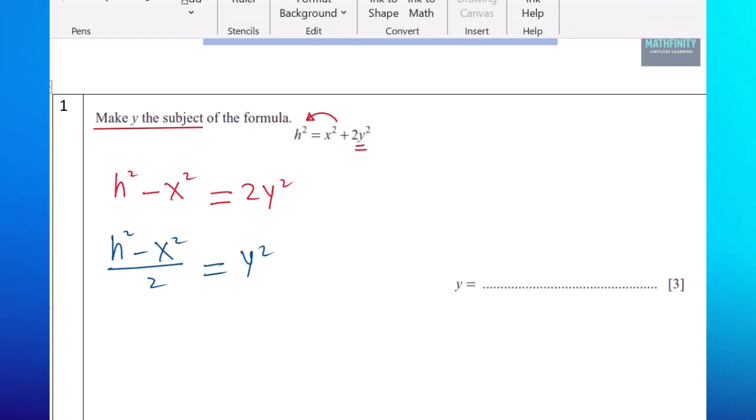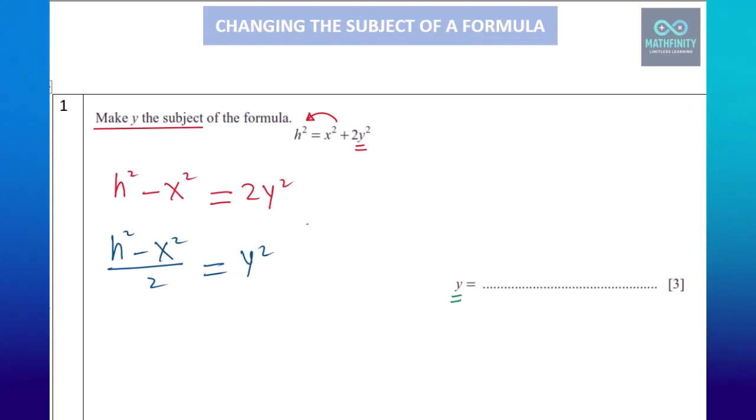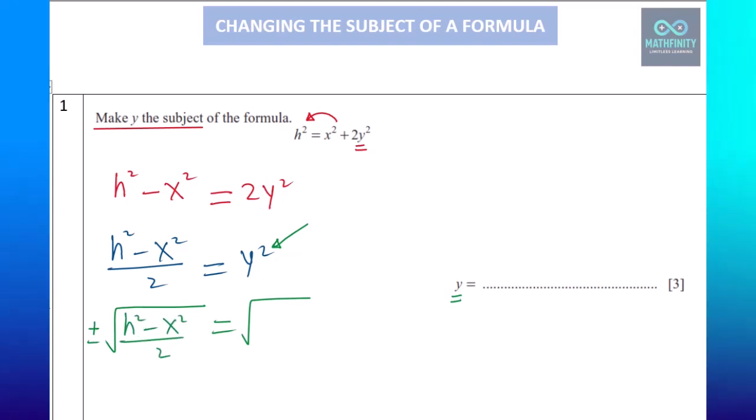To remove this square, we will take the square root because we don't want y squared. Our requirement is to separate y. So to remove this square, we will take the square root on both sides. And if you take the square root of a constant number, you have to mention plus minus. h squared minus x squared over 2, and here y squared, so we can cancel out the square and square root. So what is left? y. And this will be the answer.